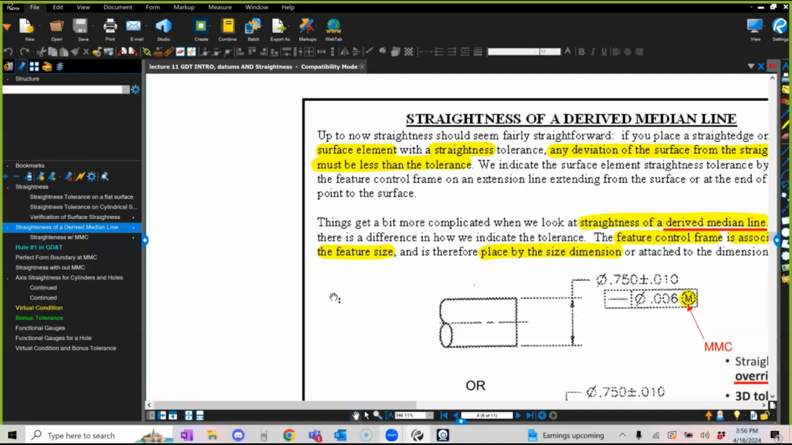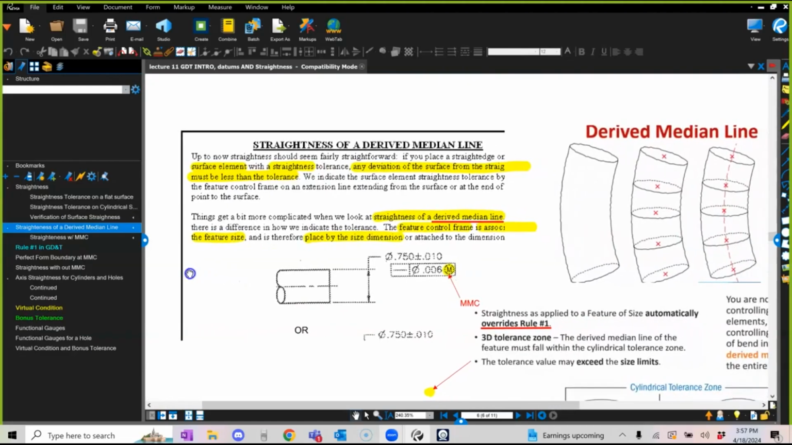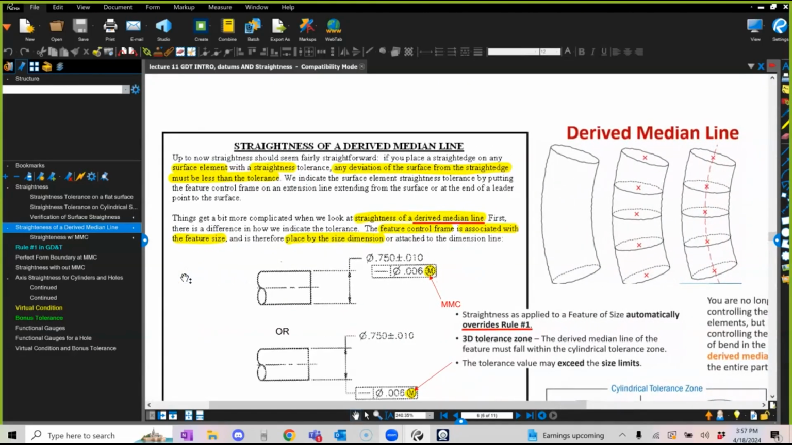That makes sense? If I am controlling the surface, like flatness, I'm just pointing to the surface, saying I want it to be flat. I'm not controlling a size, I'm controlling the surface. Got two types, features of surface, features of size. So for a derived median line straightness, you are trying to control the straightness of a feature of size, you're trying to control the derived median line. So what does that mean? Let's suppose that I have a part that looks like this, and I placed this feature control frame of straightness right on a feature of size.